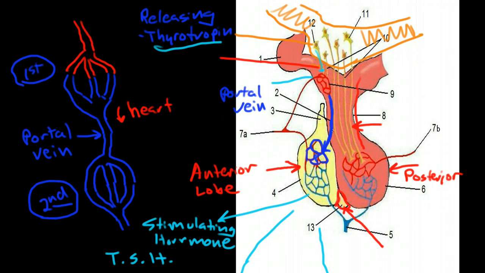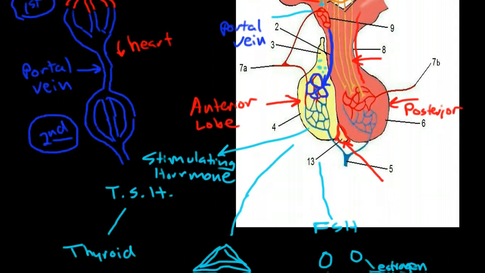It moves down the portal vein into the anterior lobe of the pituitary gland, where it exits the capillaries and moves into cells within the anterior lobe of the pituitary, and those cells are signaled to release another hormone. So again, if it was thyrotropin that was released, the thyrotropin is communicating with cells in the anterior pituitary gland to release thyroid stimulating hormone.